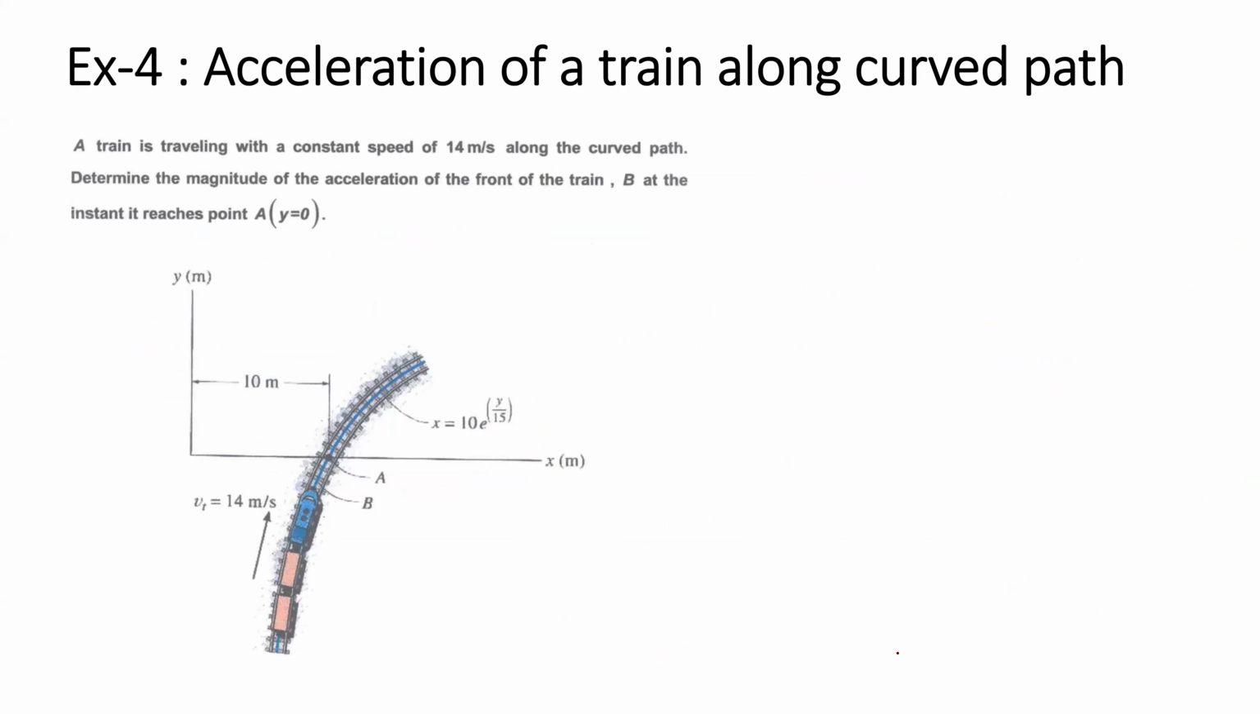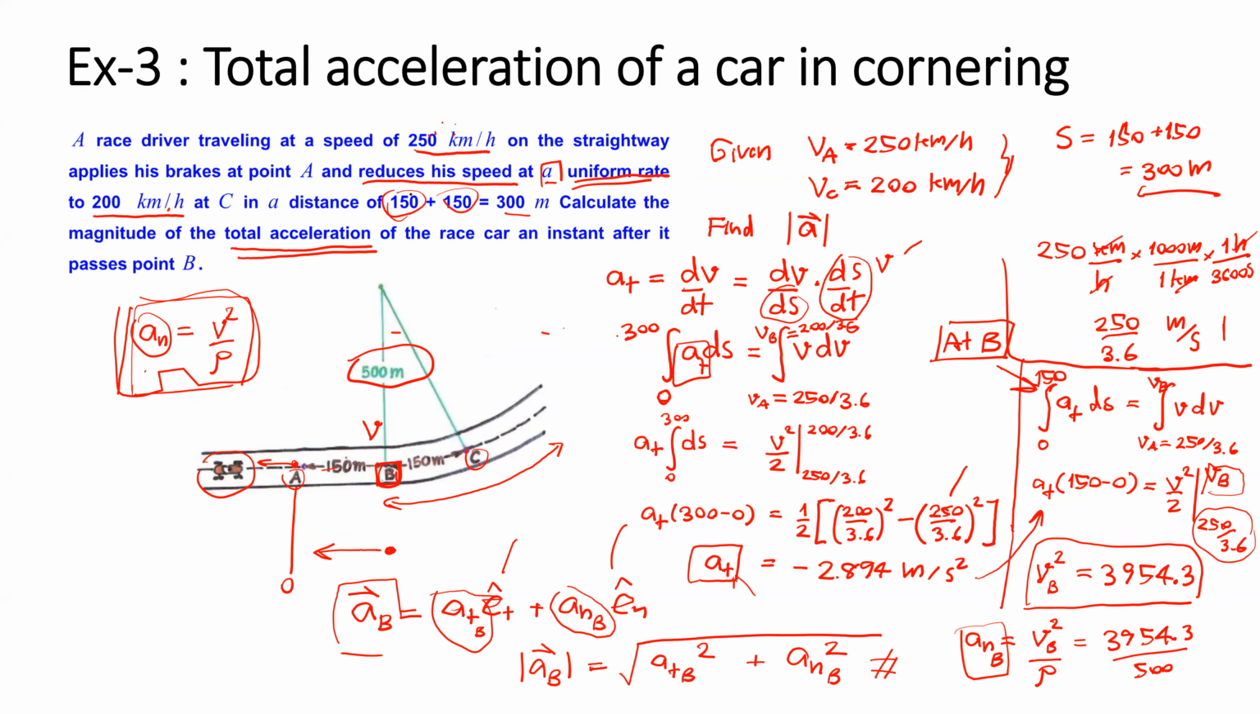Professor, is the AT constant along the whole path? Yes, because from the problem and the way we derive the solution, we derive it based on the statement that he reduced his speed at a uniform rate. Reducing speed at a uniform rate means the rate of change of the speed is constant. So the tangential acceleration is constant at points A, B, and C.